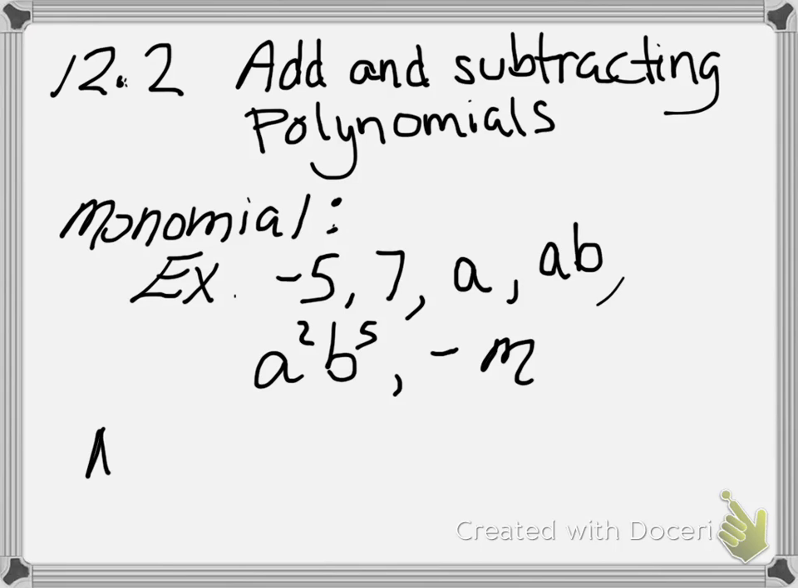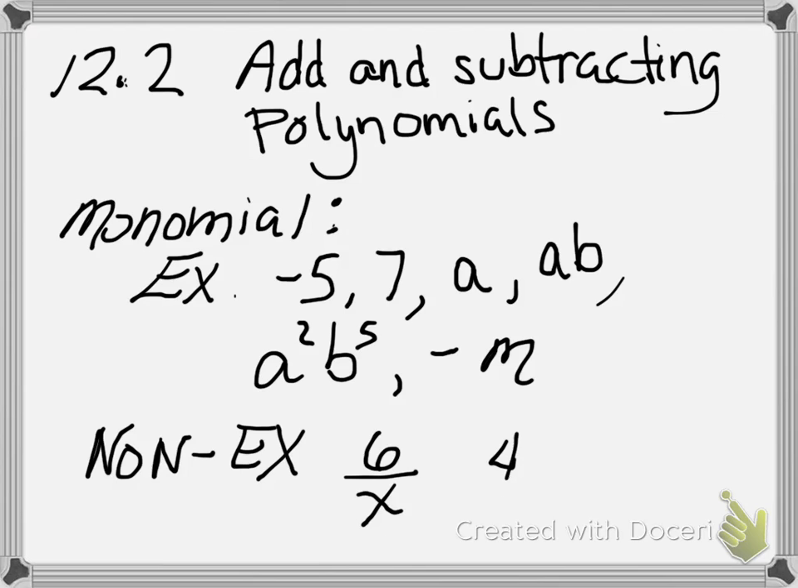What it can't be, I think this is easier if you talk about a non-example: it can't be like 6 divided by x, or 4 plus m, or a minus b. So it can't have things like subtraction, addition, or division. It does have, however, multiplication. If you look at all of these examples and the operation in there, these are just numbers, -5, 7. A is just a letter, but ab means a times b. So it can have multiplication in it.